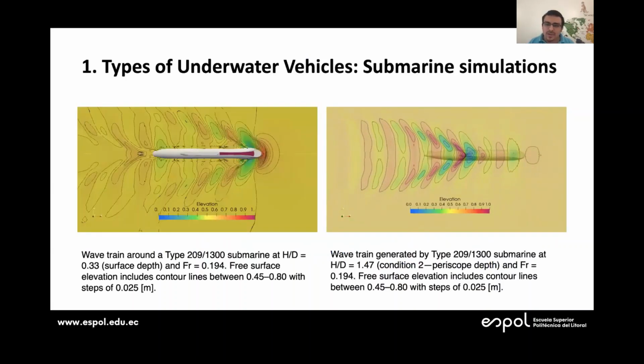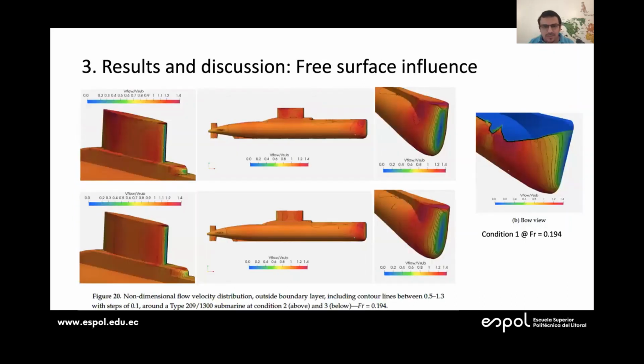If we compare, of course, at the surface condition it behaves like a surface vessel. And when it's at periscope depth, the main parameter that we should take into account is the distance between the sail and the free surface, because this is the dominant wave system that is generated. After that, we compare how the velocity field changes due to this free surface proximity.